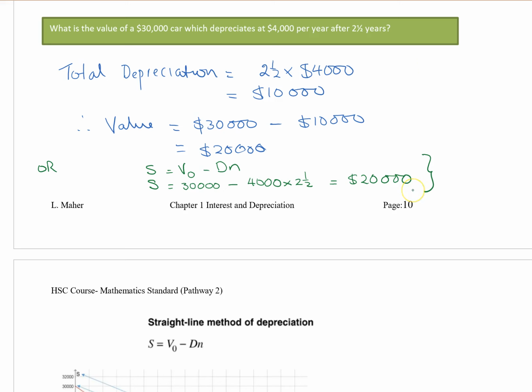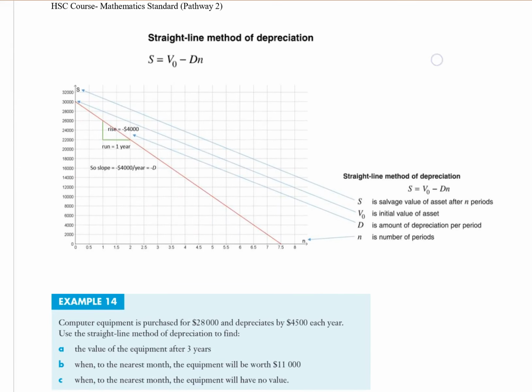Some of you will find the formula easier, it's quicker, and knowing that that formula is on the reference sheet, of course, is a big benefit. Now, it's called straight line method because we could see the value of the car drawn on a graph. And if we drew the value of the car, so it's starting at time is 0, so our horizontal axis now is N, which is time, our vertical axis is S, the value. The red line is what we're focusing on.